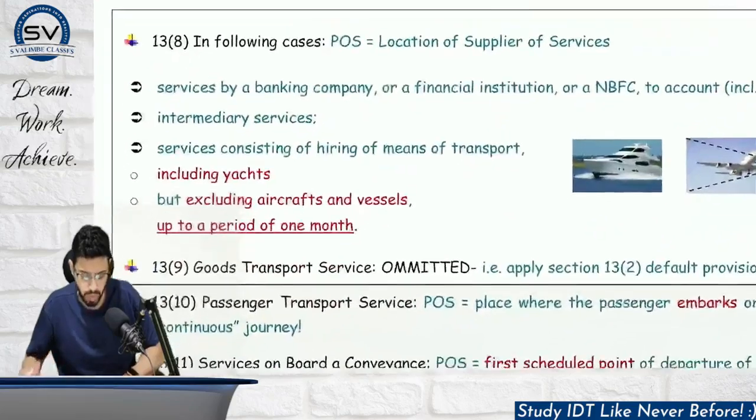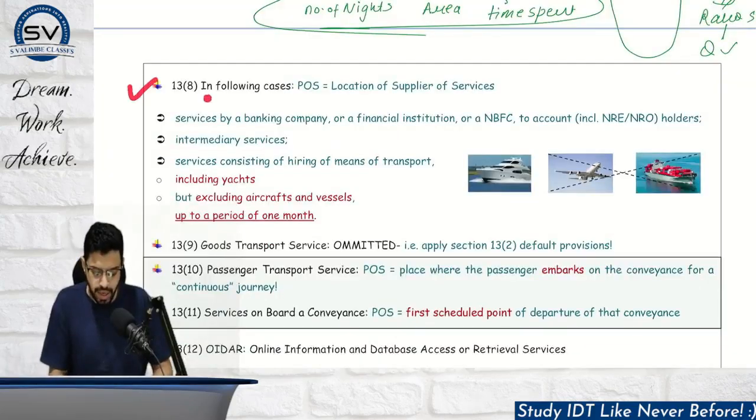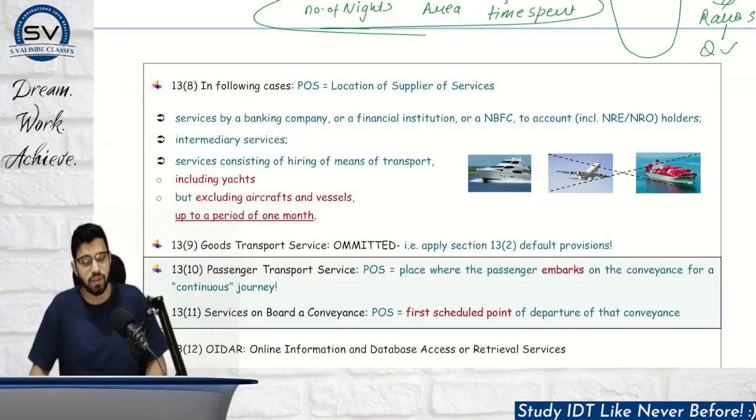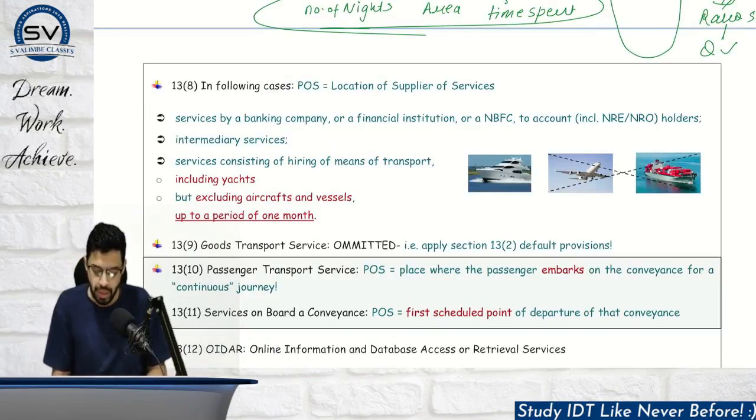Let's move to our next part. Section 13, subsection 8. Here we are going to cover 3 services in which the place of supply shall be the location of supplier of services. 3 services. Okay.